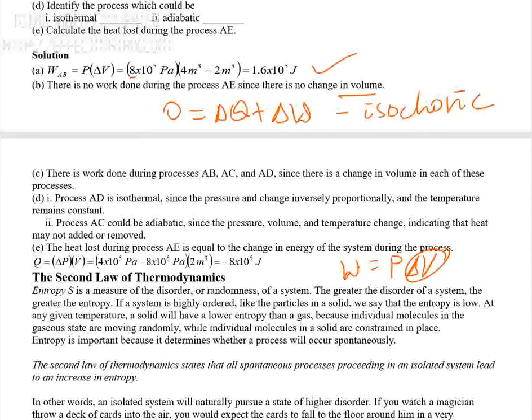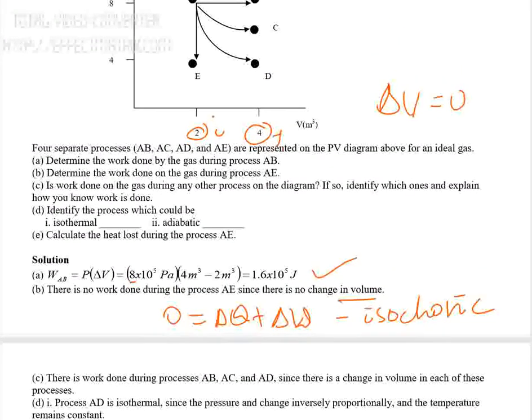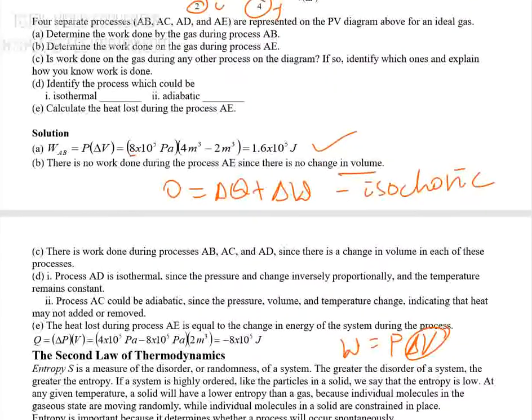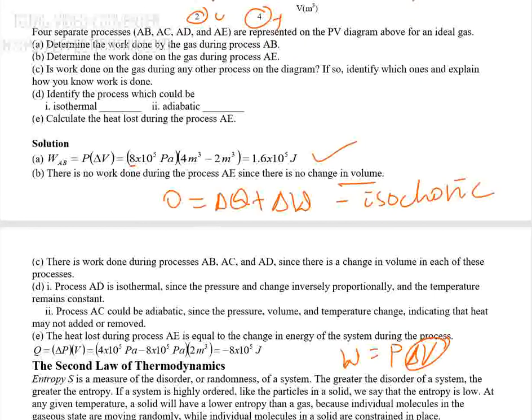In D, identify the processes which could be isothermal and adiabatic. A to C and A to D. The process A to D is isothermal. You can differentiate by the curve. If the curve is somehow like a steep exponential decay, it's isothermal. If the curve is moving up or is smaller than the second, the smaller curve is adiabatic. Therefore, A to D is isothermal and A to C is what? Adiabatic.